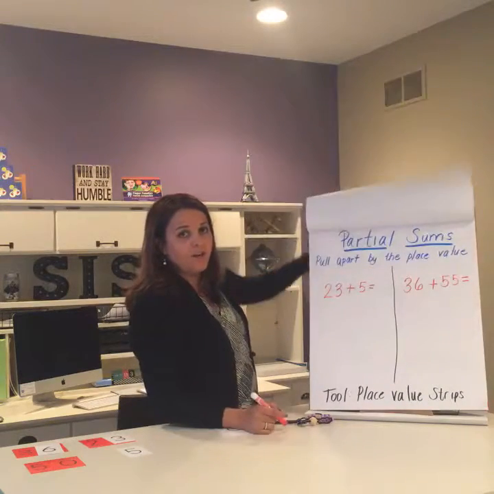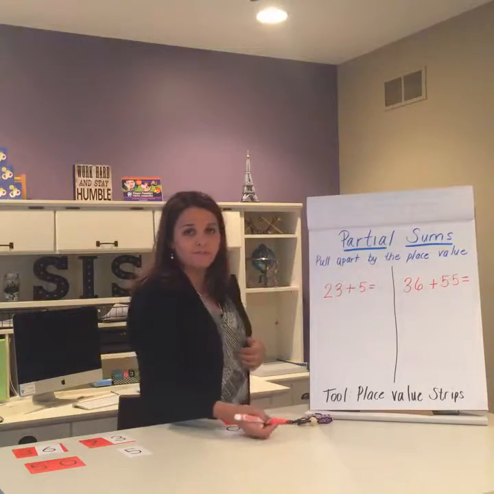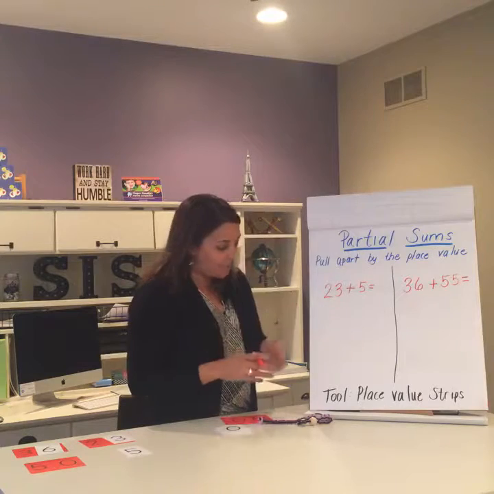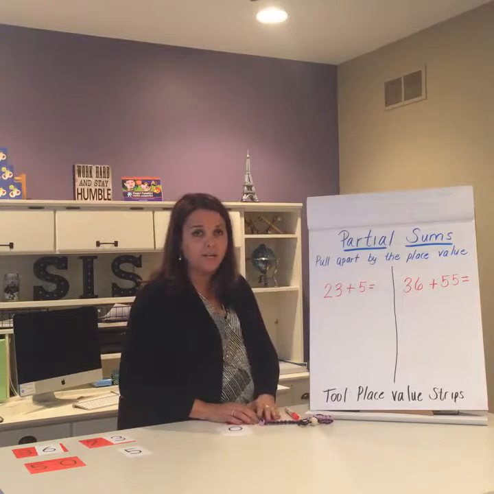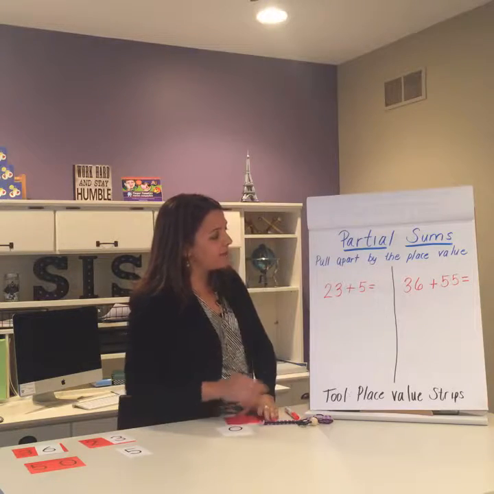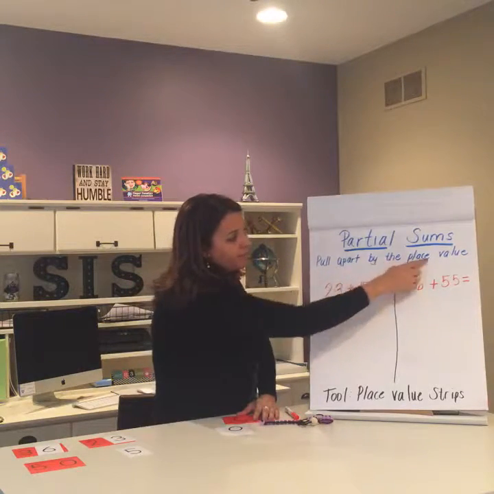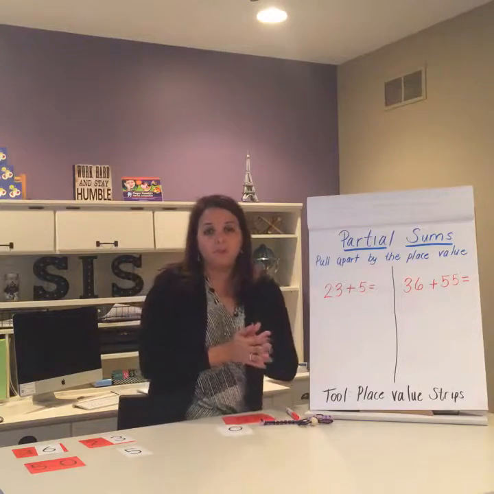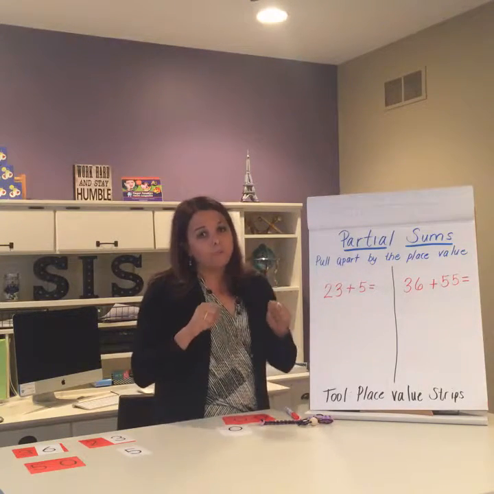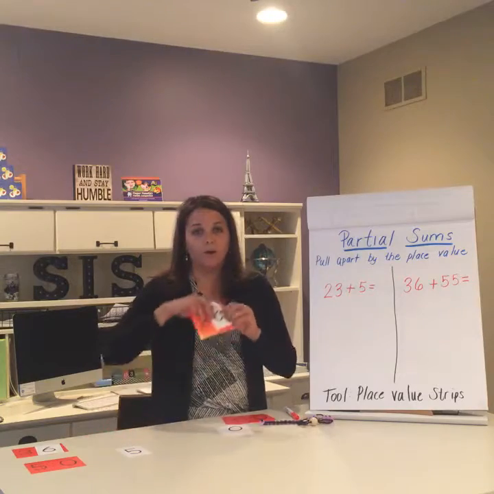Okay, our next strategy that we're going to talk about is partial sums. This one's one of my favorites. We use place value strips to help children to show the concrete of this concept. We're going to pull apart these numbers by place value. This is very similar to decomposing and composing. The only difference is when you're taking the numbers apart, you're actually pulling it apart through the place value.